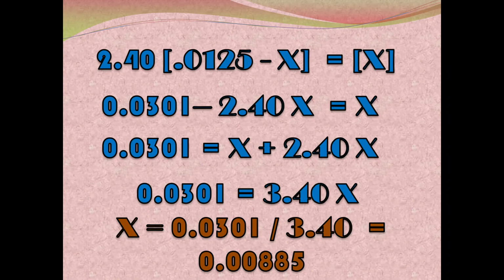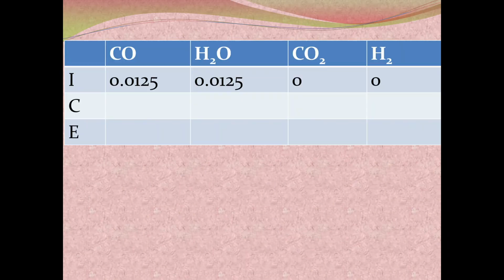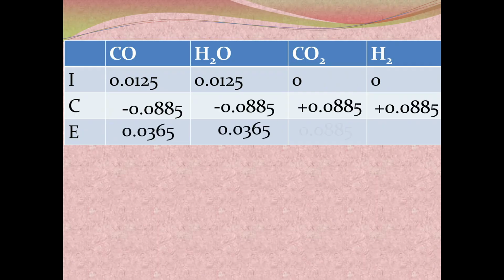Now that I have an x, I can put the x back in the icebox. You can see why I said we were taking a break before we started this, because your brain needed a break. So now I just put those x's into my icebox. So minus 0.0885 for both CO and H2O, plus 0.0885 for CO2 and H2. So my values become 0.0365, 0.0365, 0.0885 and 0.0885.